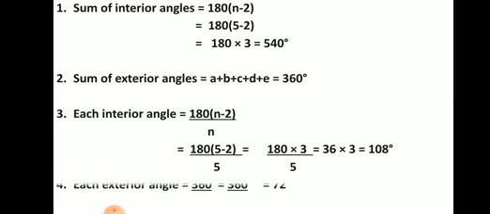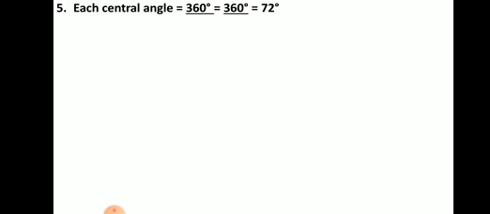Now the next one we're moving to is each exterior angle. For each exterior angle, the formula is 360 divided by n. I told you the sum of exterior angles is 360. So when you want to get one of it, you divide by the number of sides. The number of sides of a pentagon is 5. So 360 divided by 5, you get your 72 degrees. The next one is each central angle. That means the angle inside. If you are looking for everything, it's 360 degrees. But if it is one, you are going to divide by n, and that's 5. That will give you 72 degrees. So that's that.